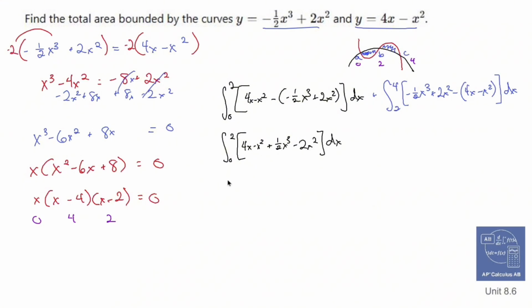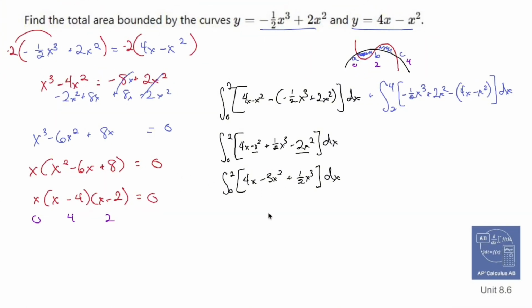All right, we can combine like terms here. So from 0 to 2 of 4x, negative x squared and negative 2x squared combine to make negative 3x squared, plus 1/2 x cubed dx. All right, I had to stop the video and restart because real life happened. But here I am. I'm at this point right here where I have to integrate.